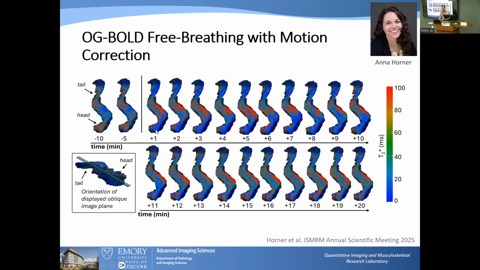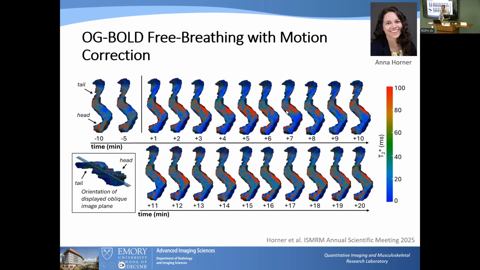After glucose ingestion, it drops. And a lot of the beta cell activity is occurring in the head of the pancreas and the tail of the pancreas. And you can see both of those regions preferentially decrease in T2 star in time after glucose ingestion.